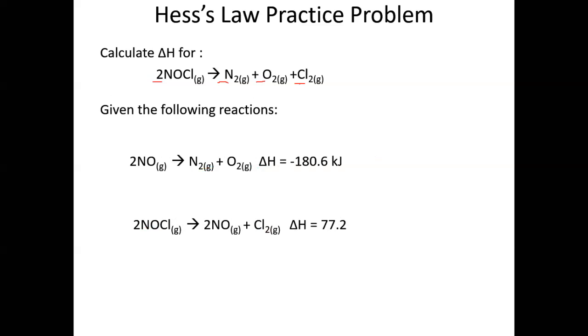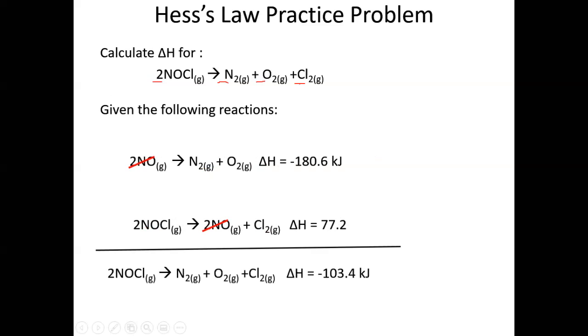Just clean up the screen a little bit. So now we can cross out what's the same on both sides. And so in this case, the 2NO cross out. And now we can add the two equations together. And that means you add the delta H's as well.